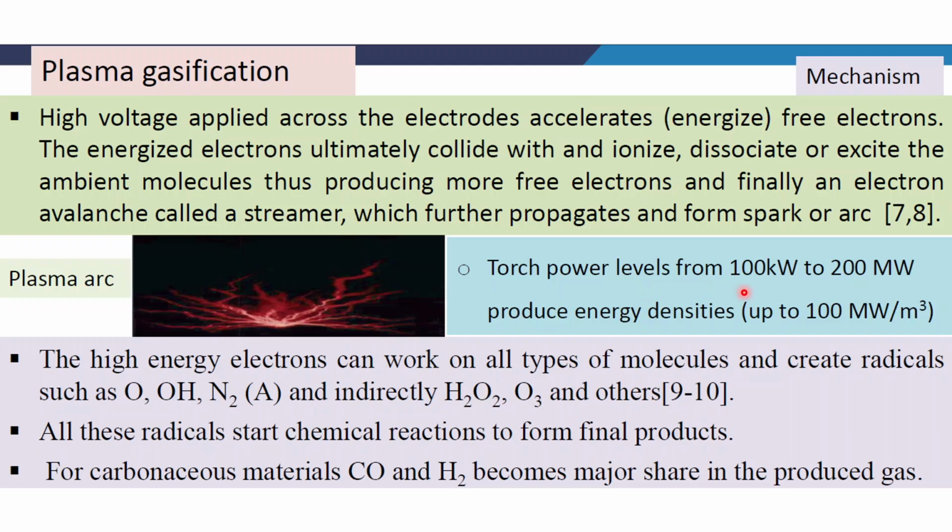Torch power levels in plasma gasification range from 100 kilowatt to 200 megawatt, producing an energy density of up to 100 megawatt per cubic millimeter. The high energy electrons can work on all types of molecules, and they create radicals and help in the combustion of carbonaceous materials for the production of carbon monoxide and hydrogen.